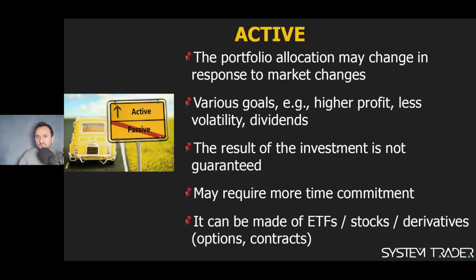Whereas here with the active portfolio, its allocation may change in response to market changes. For example, there is a well-known strategy by Gary Antonacci, Global Equities Momentum, which holds stocks when the stock market is going up. But once the stock market is going down, at some point we are selling stocks from our portfolio, and in that place we are putting fixed income bonds.